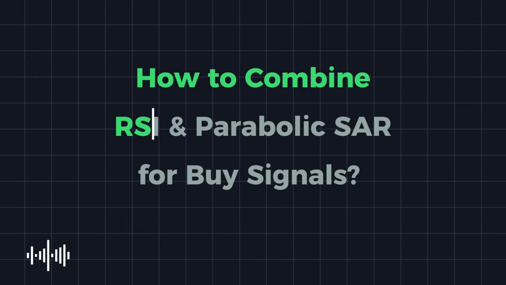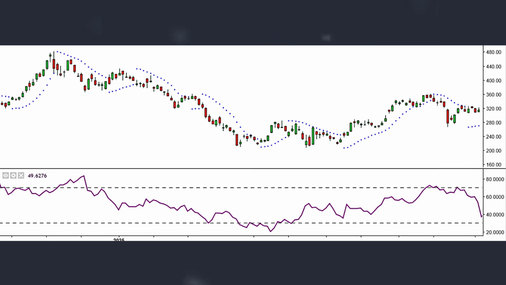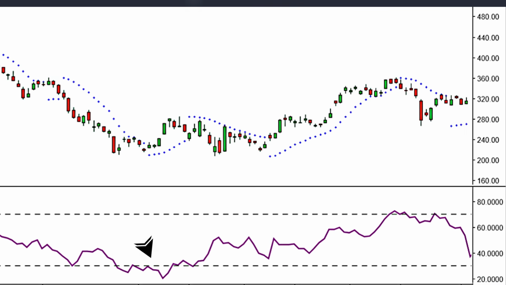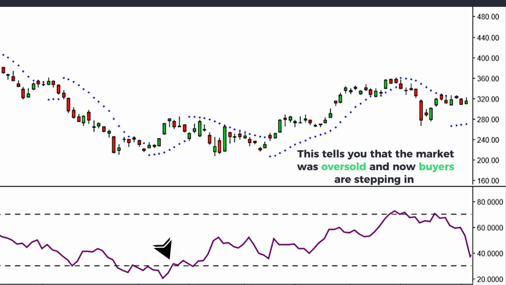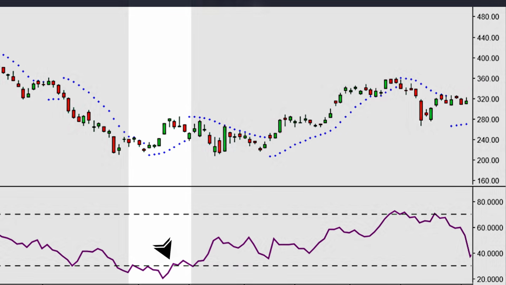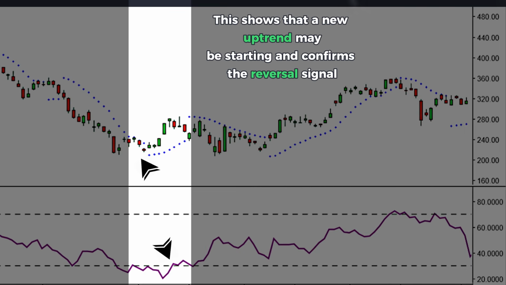How to combine RSI and Parabolic SAR for buy signals? So here's exactly when you want to look for a buy setup. RSI moves below 30 and then starts crossing back up. This tells you that the market was oversold and now buyers are stepping in. It's the early sign of potential upward momentum. At the same time, the Parabolic SAR dots switch below the price. This shows that a new uptrend may be starting and confirms the reversal signal.